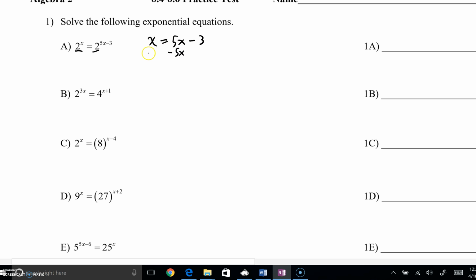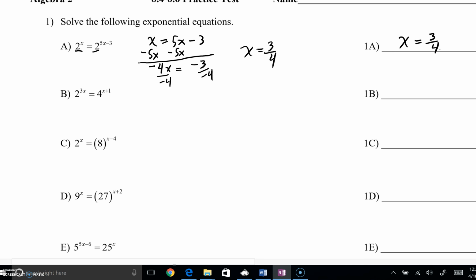I'm going to subtract a 5x from both sides. 1x minus 5x is negative 4x. And then I'm going to divide by negative 4. And I'll get x is equal to a positive 3/4. And that's our answer for 1a. Don't be afraid if you get a fraction.